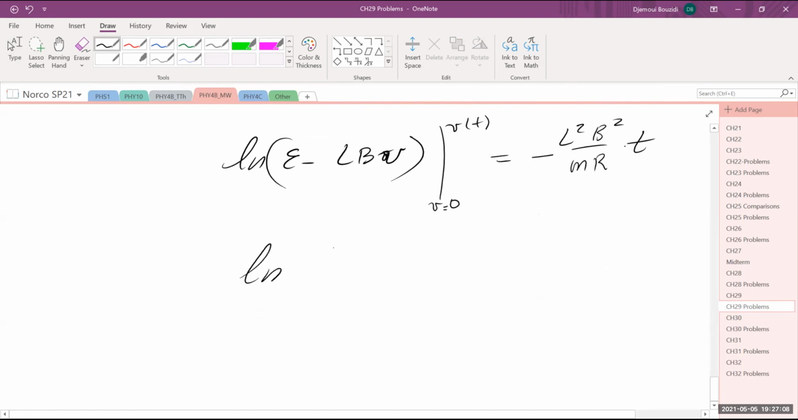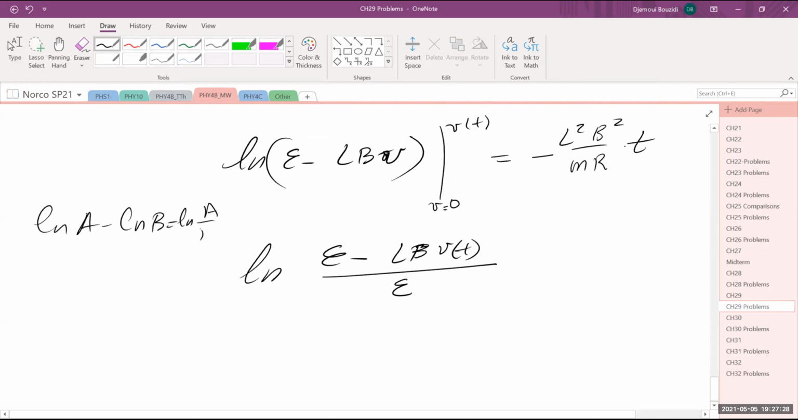So if you have difficulty with this one, please let me know. It's going to be ln of (epsilon minus LB v), where v is a function of time, by the way, divided by epsilon, since when v is equal to 0 this expression reduces to epsilon. I have it in the denominator because the log of a minus the log of b is just the ln of the ratio a over b. This is a property of the natural log.